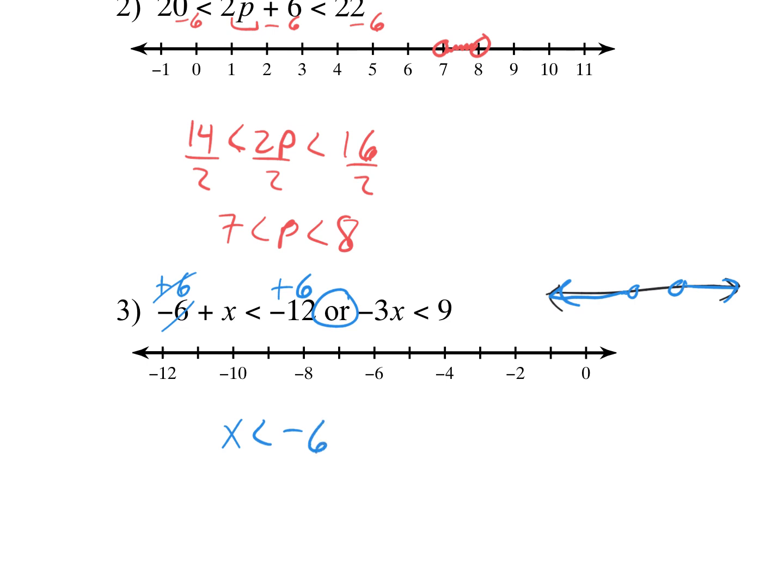So we can start just by graphing that for now. x is less than negative 6. We're going to find negative 6, and it's going to be an open circle. x is less than 6. Anything less than 6 is going to go in this direction.